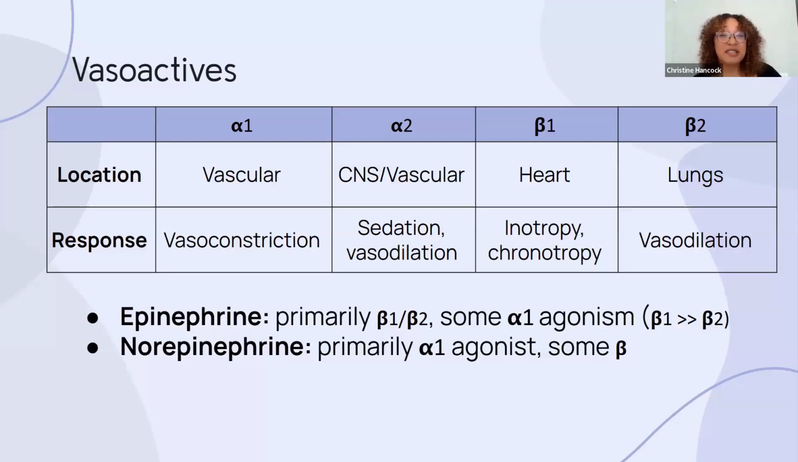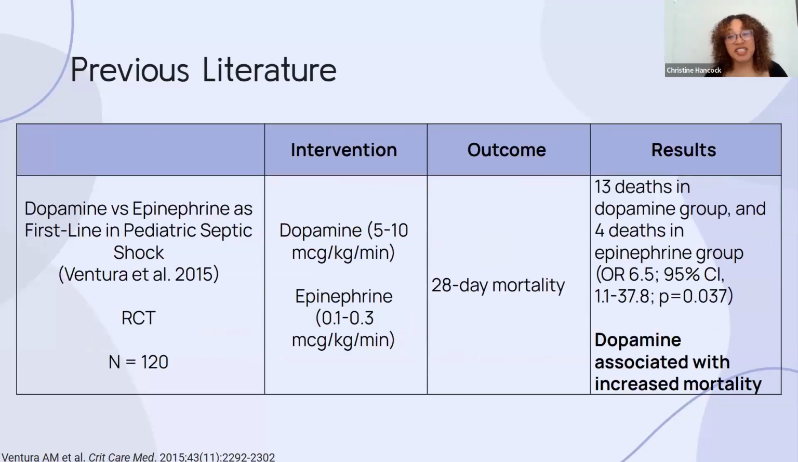And so for our two vasoactives, we're going to be talking about epinephrine and norepinephrine. Epinephrine is primarily beta-1 and beta-2 with some alpha-1 agonism, but primarily a beta agonist. Norepinephrine on the other side is primarily alpha-1, but has some beta agonism as well. And so in terms of previous literature, especially in pediatrics, there is very limited data, but there has been some literature in the past that has discussed vasoactives in pediatric patients with septic shock.